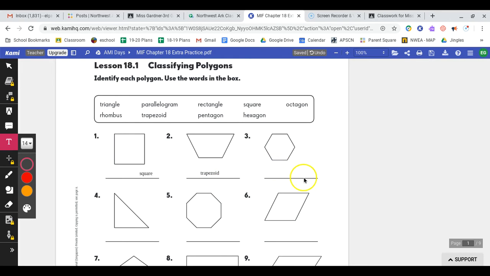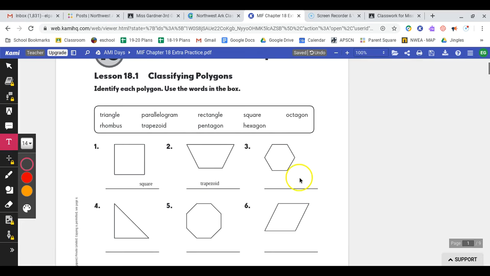Okay. This one, now moving away from quadrilaterals, is a little bit easier because there's a specific name for the ones that do not have four sides. So if we count the sides, 1, 2, 3, 4, 5, 6, it's a six-sided shape. There's only one name up here for a six-sided shape. And think about which one it is. It's a hexagon.